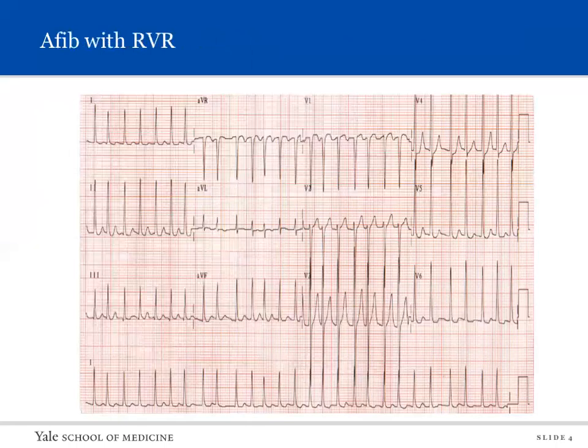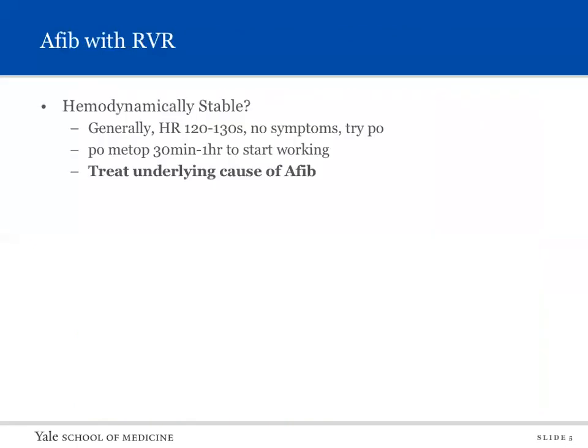Generally, one of the first things you'll do is get an EKG, especially if they're not on telemetry. And this is just showing heart rate in the 150s, 160s, irregularly irregular. That's really consistent with atrial fibrillation with RVR. And then say you get to the patient's bedside, they're hemodynamically stable, their heart rate's in the 120s, 130s. They have absolutely no symptoms at all.